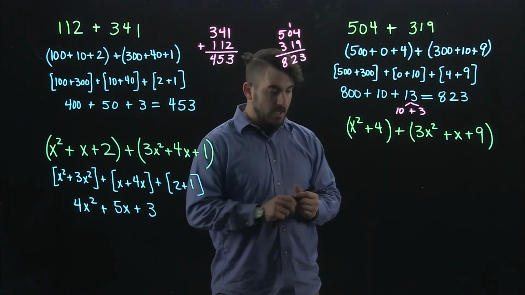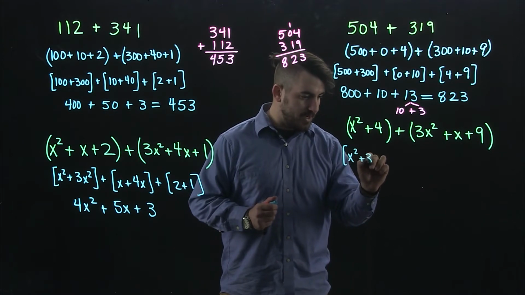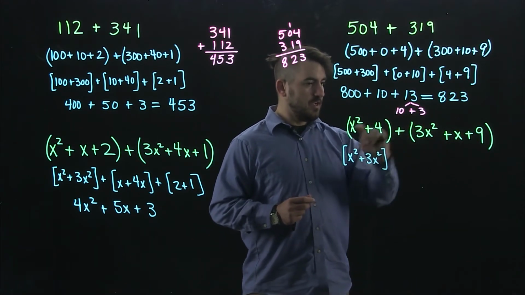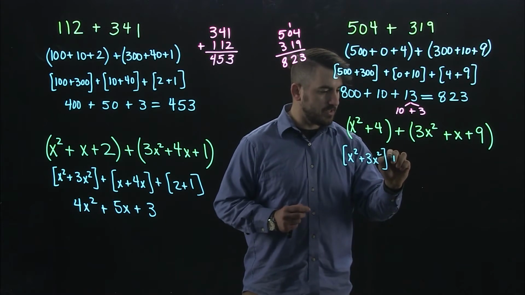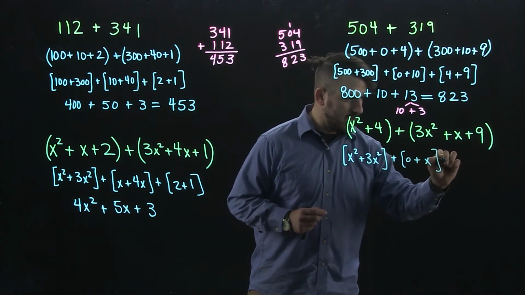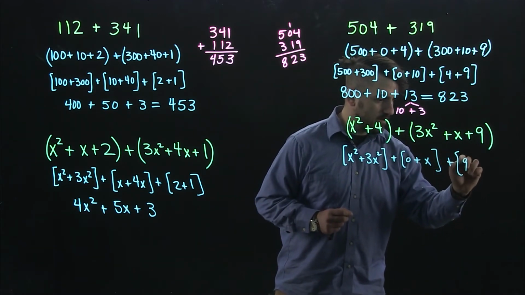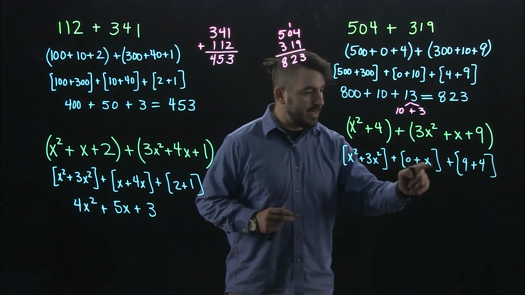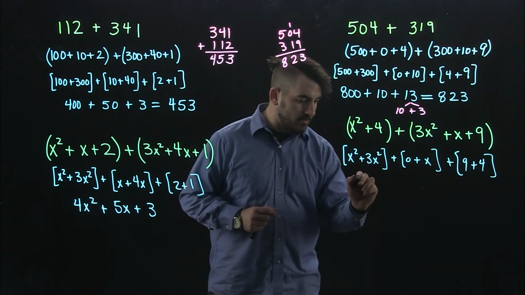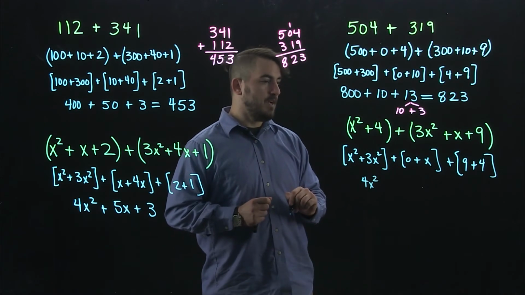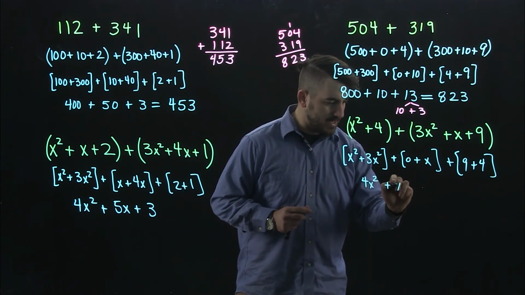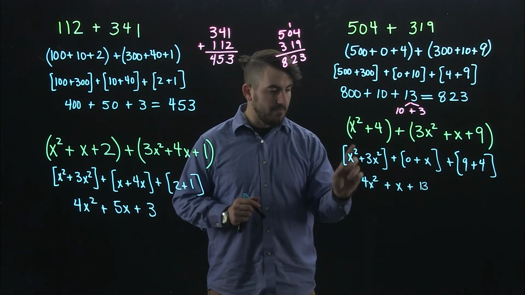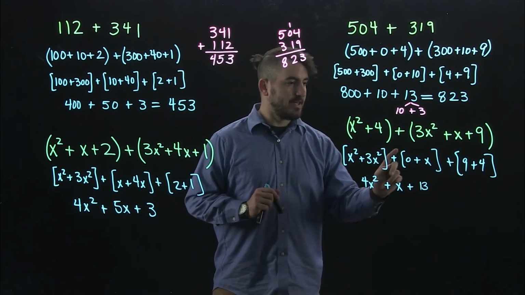We're going to group them up again. So this is going to be x squared plus 3x squared. And then there's no x term here, so this is going to be plus 0 plus x. And then plus 9 plus 4. And so now we've grouped these up, and these are like terms. The like terms here, we get a result of 4x squared. The like terms here, we get a plus x, and we get a plus 13 here. And so the sum of these two polynomials would be 4x squared plus x plus 13.